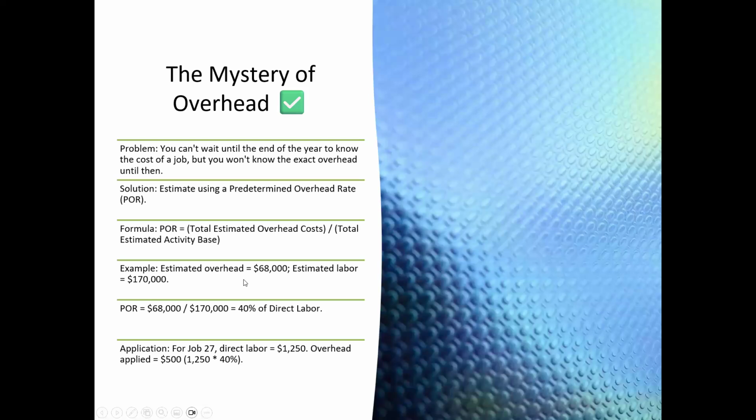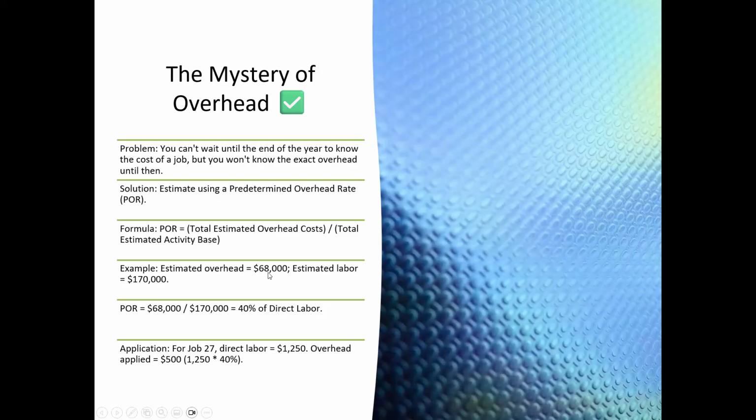Here's an example. You could see here that we have the estimated overhead to be $68,000. And labor cost could also be used to allocate the overhead in some cases. The estimated labor cost is $170,000. Let's say in our example, the overhead allocation rate is based on direct labor cost. And the estimated overhead cost for the year is $68,000.